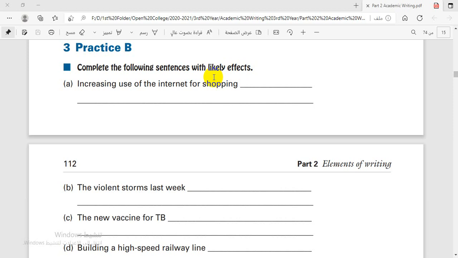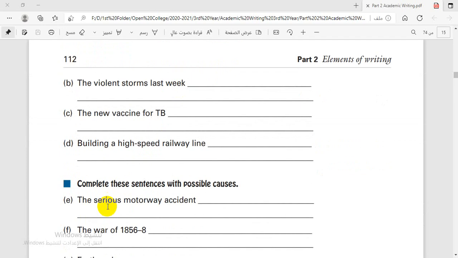For example, I'll do number 1 for you. Increasing the use of the internet for shopping, for example, leads to an increasing of the small trade businesses. This is an answer from me, but maybe you have another answer that may fit this cause. So these are all causes, and the student should fill them with possible effects. Let's move to the other activity.